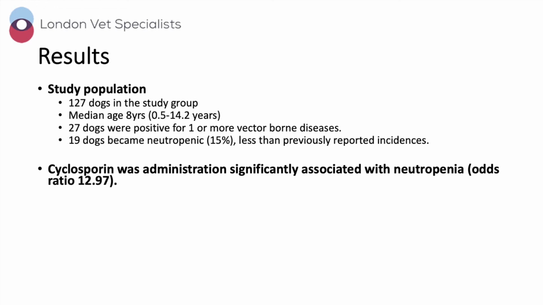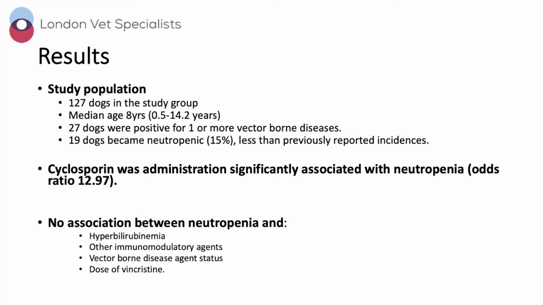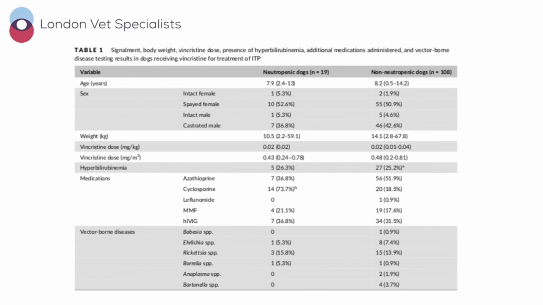So cyclosporine administration was interestingly found to be significantly associated with dogs developing neutropenia. However, there was no association between the development of neutropenia and hyperbilirubinemia, other immunomodulatory agents, vector-borne disease status, or the dose of vincristine used. And then this table is just a summary of all the results. So looking at signalment, hyperbilirubinemia, as we discussed, the other immunosuppressive agents used in the study, such as leflunomide and miltefosine, and the vector-borne diseases. And you can see there a few of the dogs were positive for Ehrlichia, Rickettsia, and Borrelia.